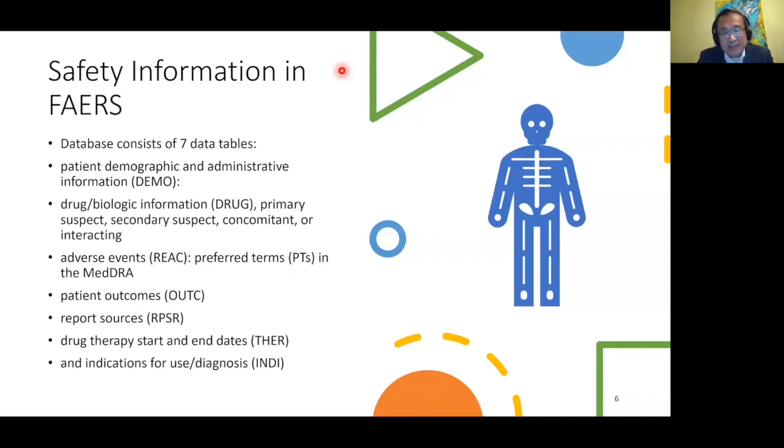So we try to understand the reason, not just develop a model to predict the clinical outcome for any usage of drug, but also understand what is the reason that somebody may have a severe clinical outcome like a death.